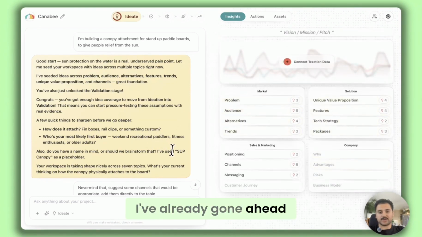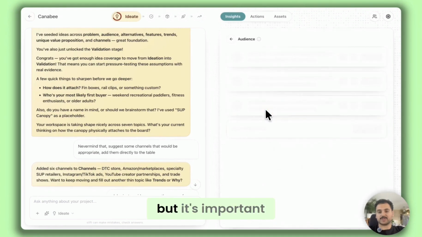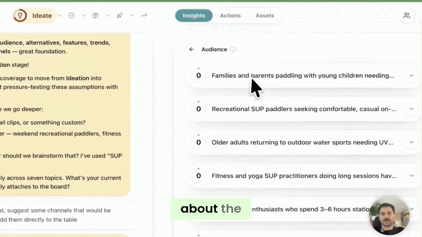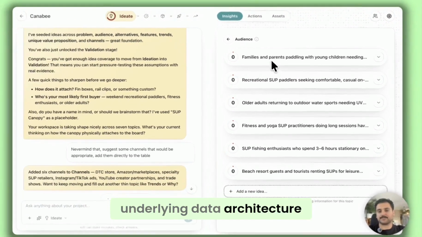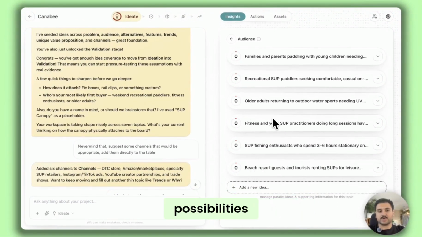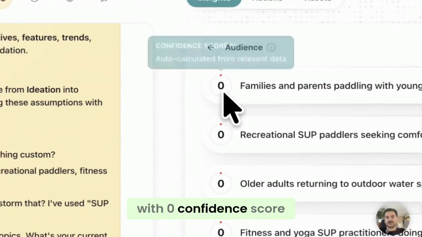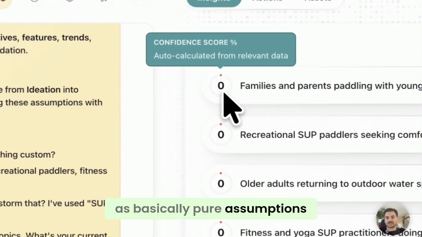So I've already gone ahead and filled out the rest of the table, but it's important, I think, to think a bit about the idea layout here, or the underlying data architecture. These ideas are actually possibilities. We have no real notion of whether or not they're the actual thing that's going to work, right? So Siift actually labels them with 0 confidence score as basically pure assumptions to start.